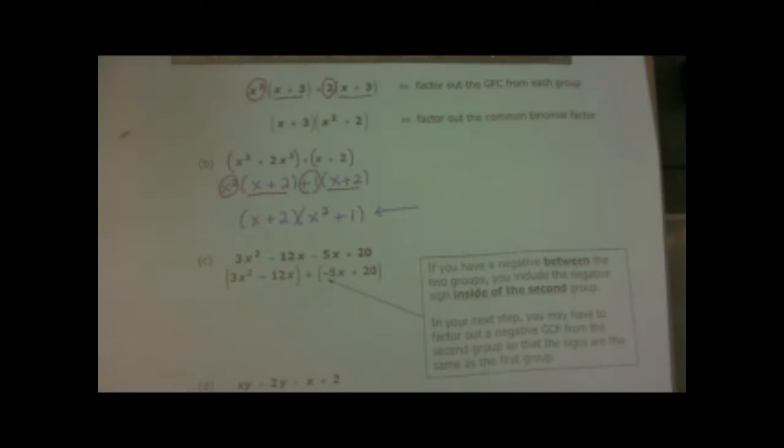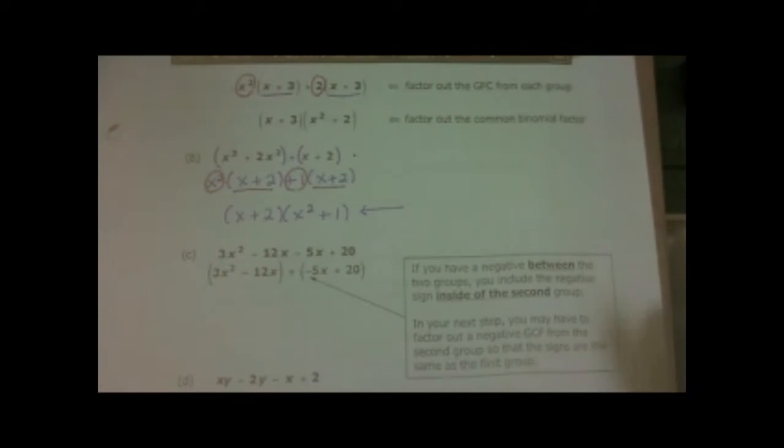And what you'll find is if you take this and you FOIL it, you should get this. May not be in the same order, but you're going to have all the same terms. That's how you can check that you've done this correctly.